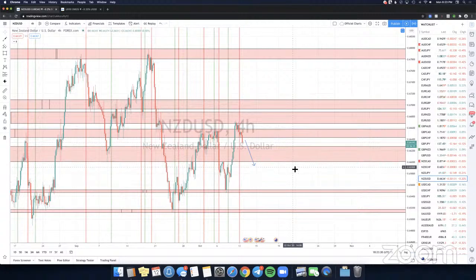So that's NZD USD right there. Like I said, there's no entry until we get down to this point. So I'd probably hold off on that for a bit. Maybe into the week, it'll probably push down far enough where we can take that trade.